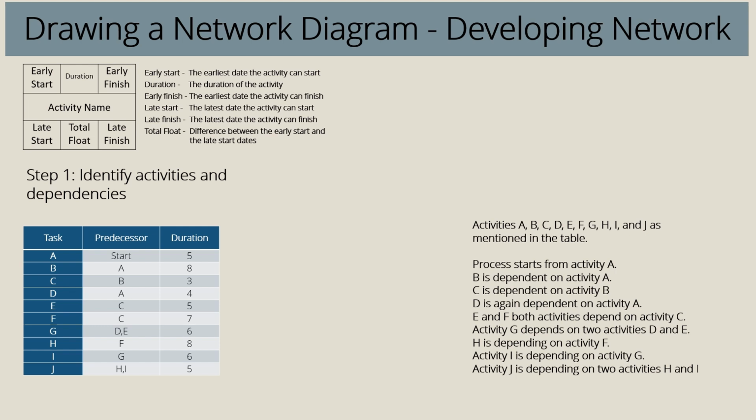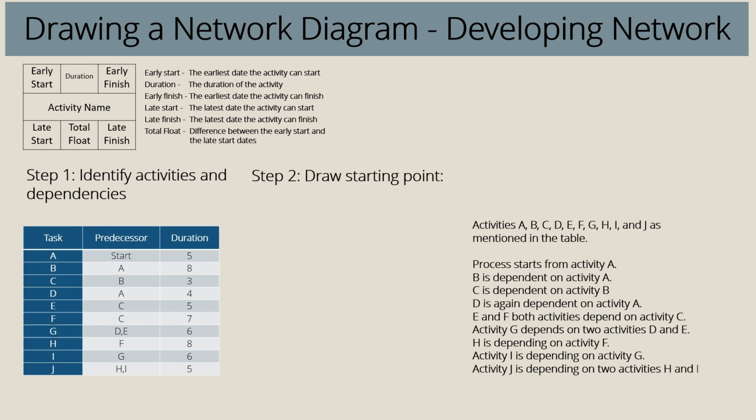Activity E. Activity F is dependent on activity C. Activity G is dependent on activity D and activity E. Activity H is dependent on activity F. Activity I is depending on activity G, and activity J depends on activity H and activity I.